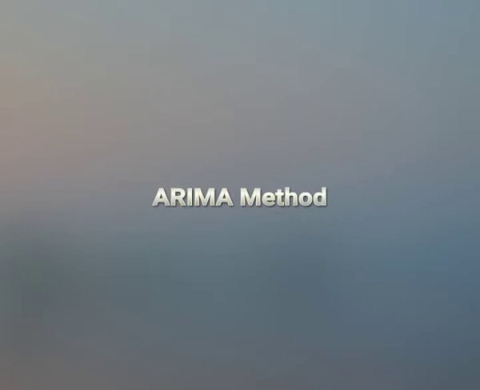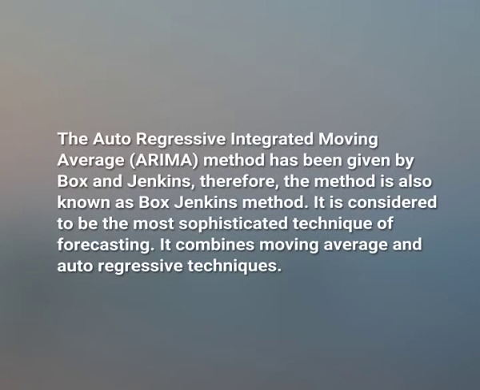Now the next method is the ARIMA method. ARIMA stands for the auto-regressive integrated moving average method. It has been given by Box and Jenkins. Therefore, the method is also known as the Box-Jenkins method. It is considered to be the most sophisticated technique of forecasting. It combines moving average and auto-regressive techniques. Here, we shall provide you an insight into the steps involved in this method.